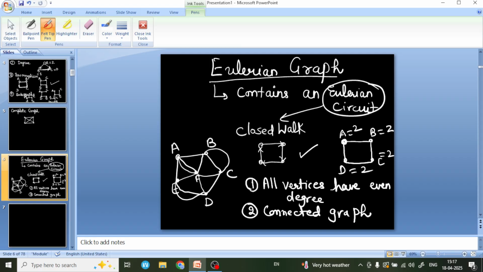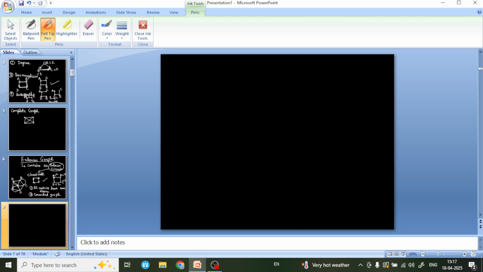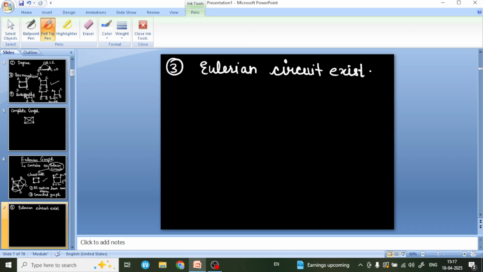Means there is a path between any two vertices. And the third feature is that an Eulerian circuit should exist. Means a closed walk exists in the graph and it traverses each edge exactly once. That is known as an Eulerian graph.